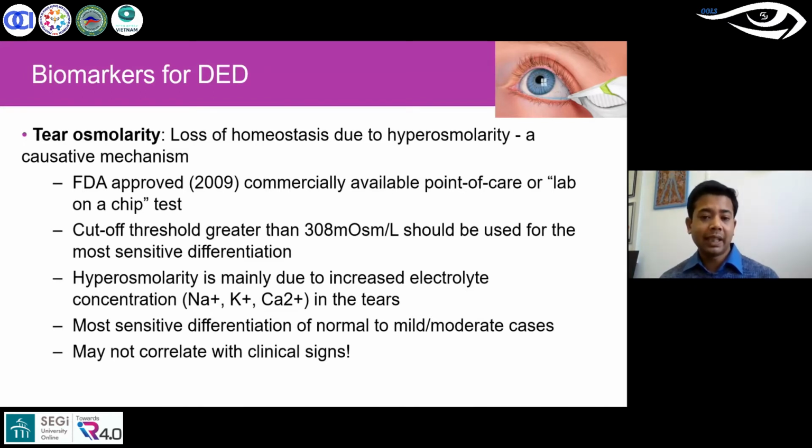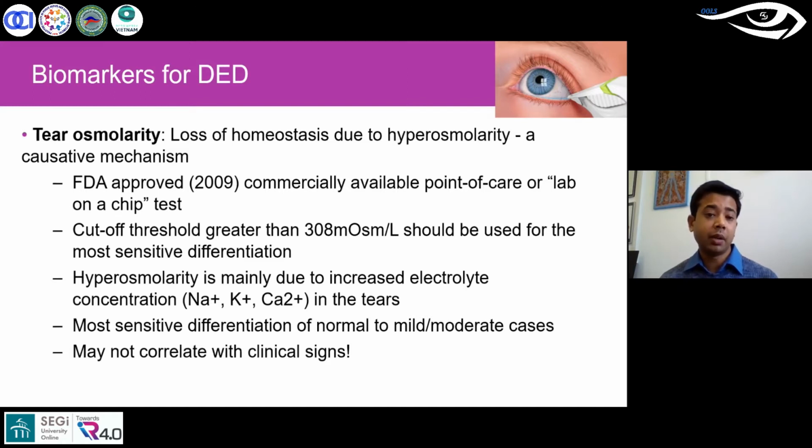The cutoff threshold is greater than 308 milliosmol per liter and should be used for the most sensitive differentiation. It does pretty well. And if there's a difference between the right and left eye greater than 8, I think, milliosmol, then you should also suspect something going wrong. Hyperosmolarity is essentially due to increased electrolyte concentration. Because of dry eye, there's an imbalance, a loss of homeostasis in the tear, and sodium, potassium, calcium, and other ions and salts are at a much higher concentration in the tear than they should be.